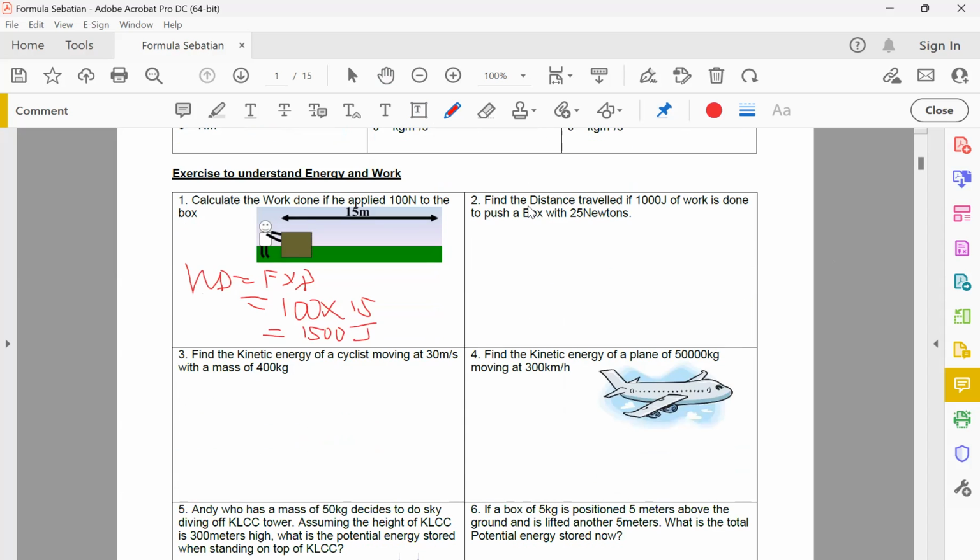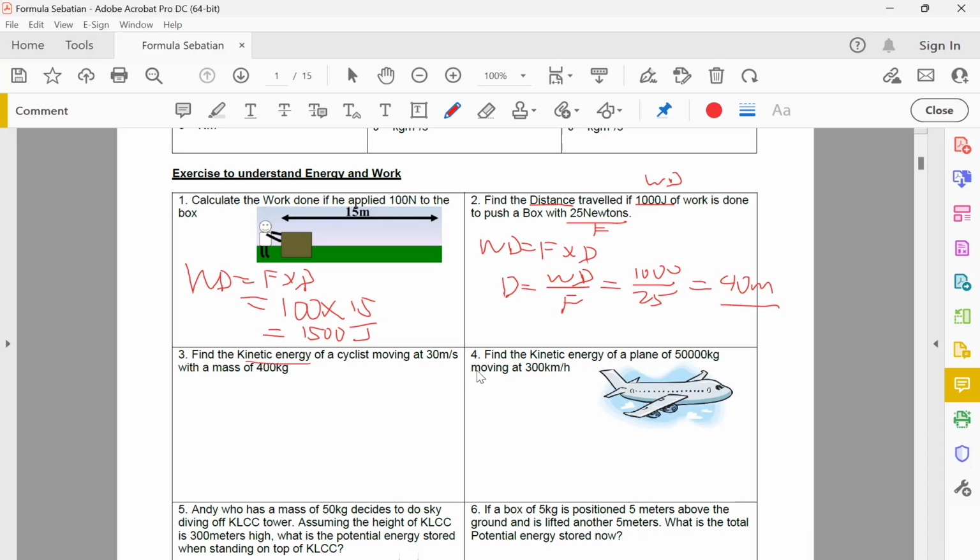Then the next question here, they ask you to find the distance, given that this is the work done and this is the force. So work done is equal to force times distance. Obviously, your distance will be your work done divided by your force, which in this case here will be 1,000 divided by 25, which is going to give you 40 meters. Make sure you write your units.